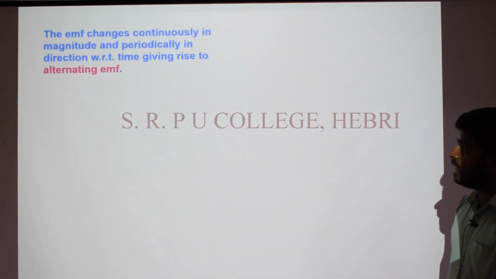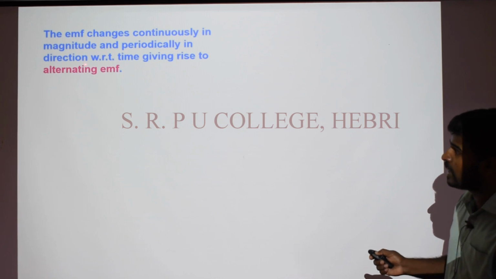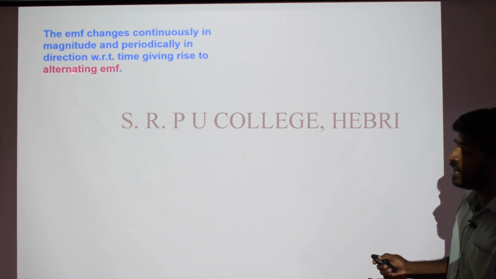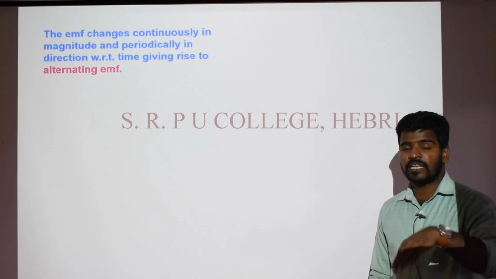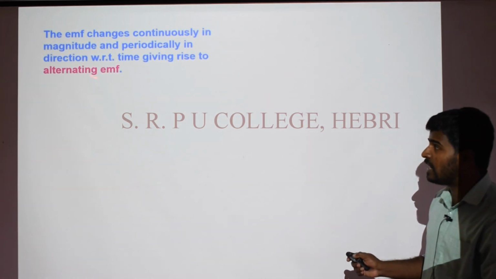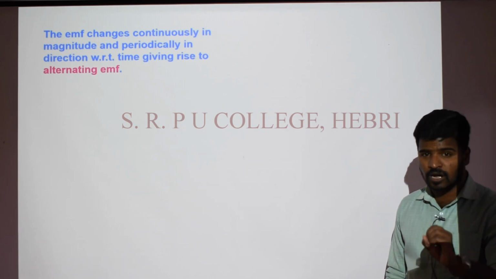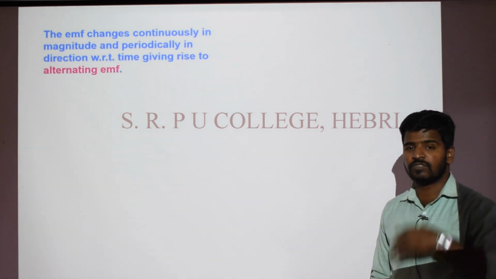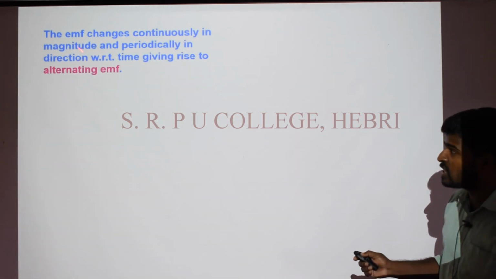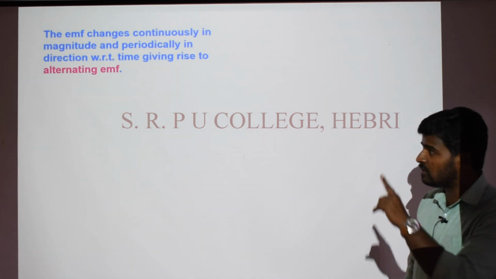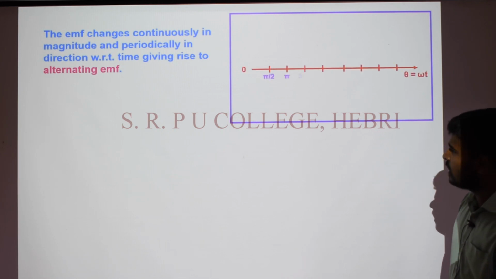See here, the EMF changes continuously in magnitude and periodically in direction with respect to time, giving rise to an alternating EMF, which means an EMF that changes with respect to time. Therefore, when an EMF changes with respect to time, that is considered as alternating EMF. An EMF or a voltage that continuously changes with time is considered as alternating voltage, we write that, right? The term used instead of voltage is EMF, that is the reason why that is considered as alternating EMF.